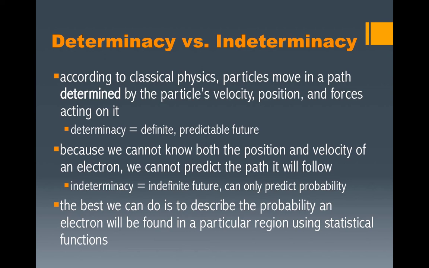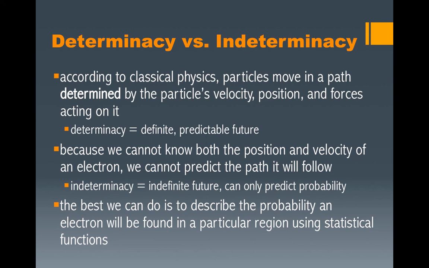According to classical physics, particles move in a path determined by the particle's velocity, position, and forces acting on it. Determinacy is the definite, predictable future of an object. They use this all the time in physics. They try to predict what's going to happen. For example, when a plane goes up in the air, they would really like to know what's going to happen to the plane. But because of Heisenberg's uncertainty principle, which says you cannot know the exact position and velocity of an electron at the same time, you cannot predict an electron's path. We say the electron has indeterminacy. You cannot tell where the electron is going to be in the future.